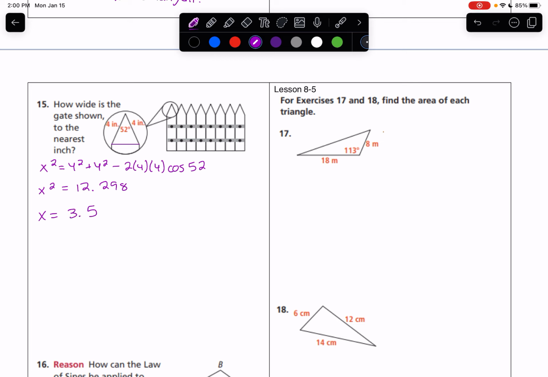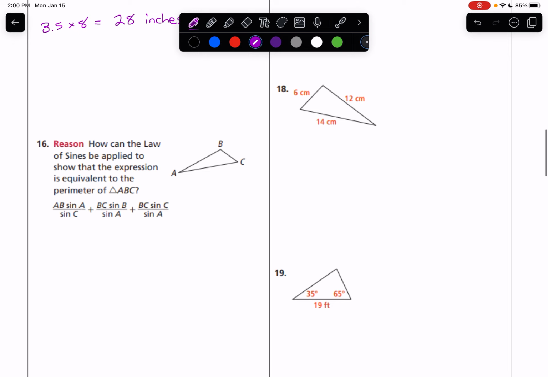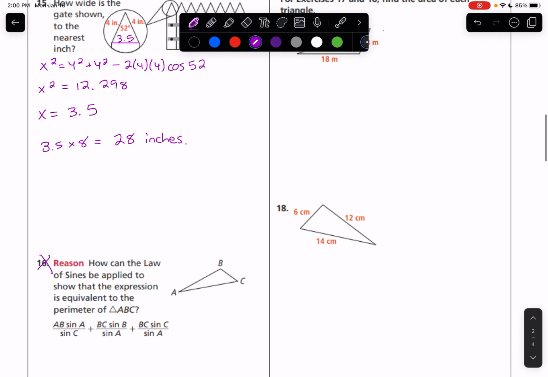So the width of each of these fence posts is 3.5 inches. There are 8 fence posts in this picture. So 3.5 times 8 gives us 28 inches. The next one, number 16, skip it. It's too involved for us and it doesn't help us with the test at all. So we're just going to skip number 16.